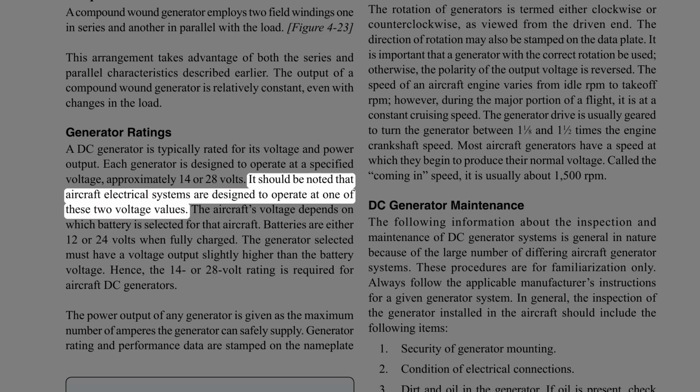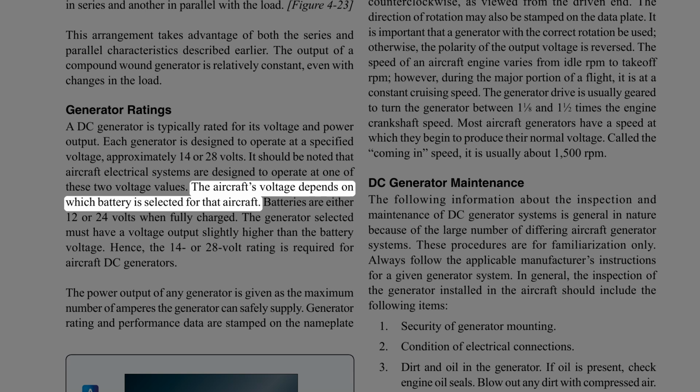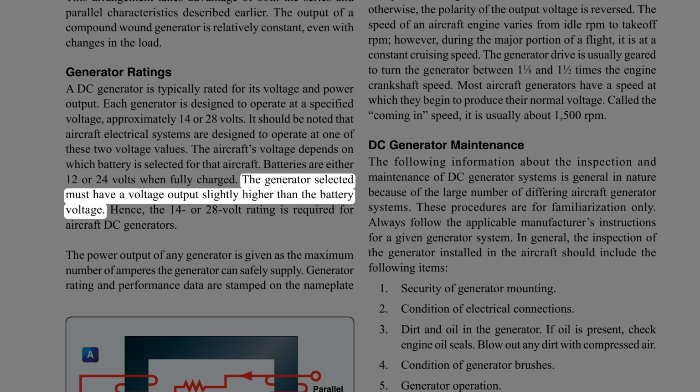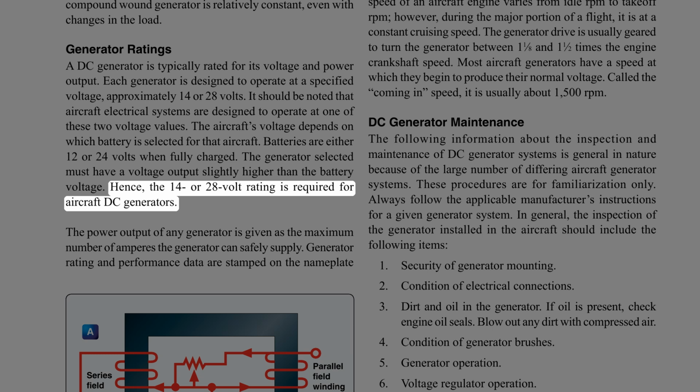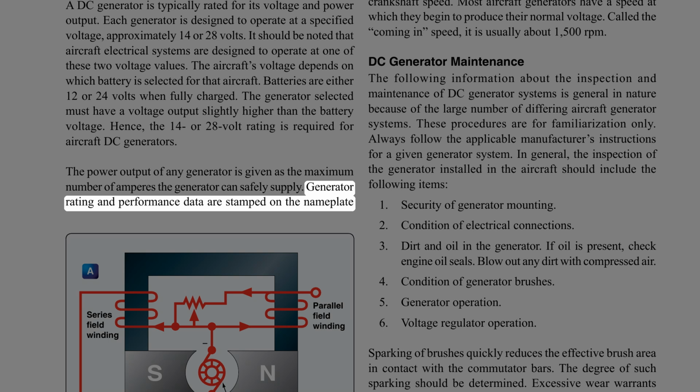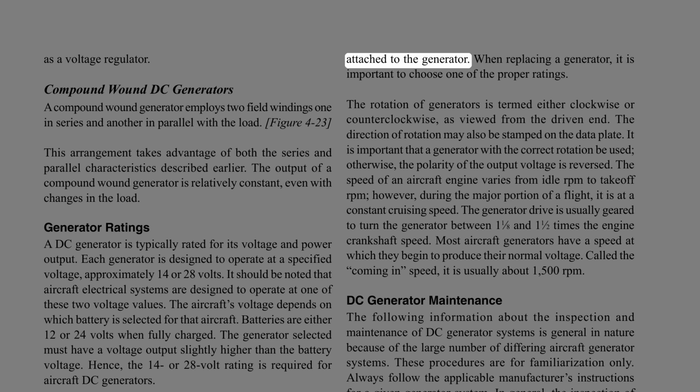It should be noted that aircraft electrical systems are designed to operate at one of these 2 voltage values. The aircraft's voltage depends on which battery is selected for that aircraft. Batteries are either 12 or 24 volts when fully charged. The generator selected must have a voltage output slightly higher than the battery voltage. Hence, the 14 or 28 volt rating is required for aircraft DC generators. The power output of any generator is given as the maximum number of amperes the generator can safely supply. Generator rating and performance data are stamped on the nameplate attached to the generator.